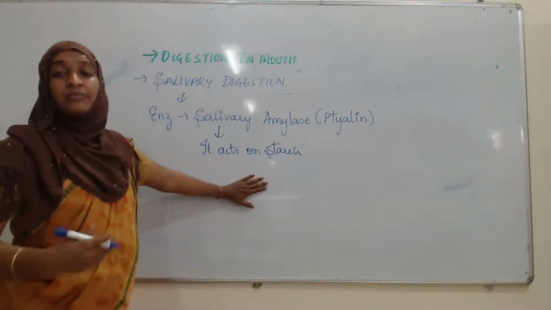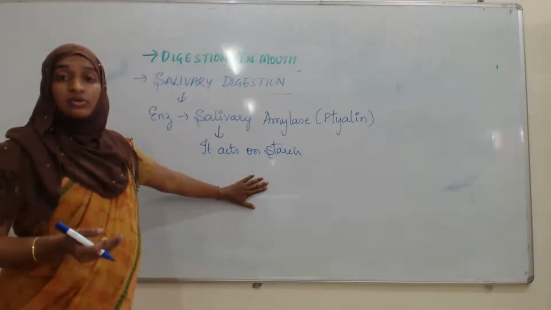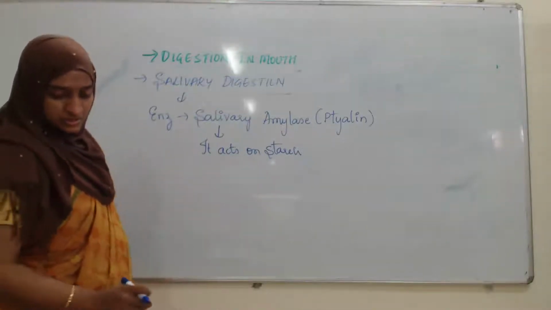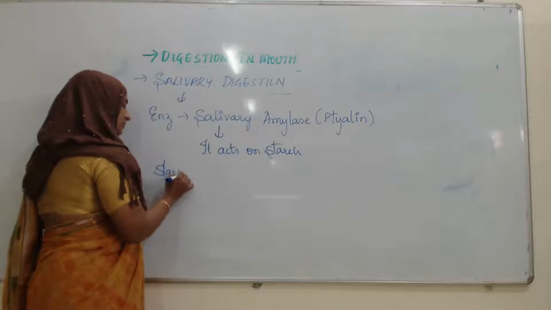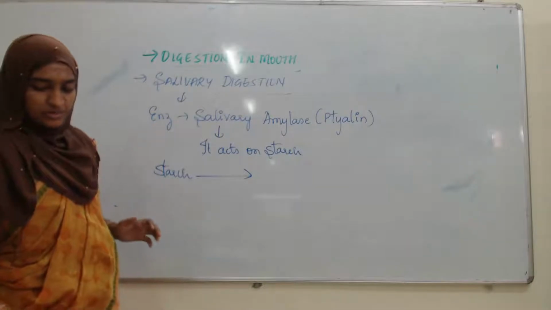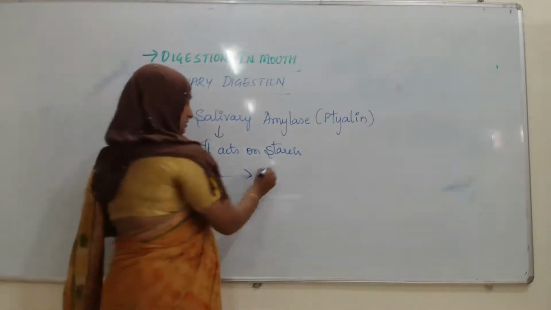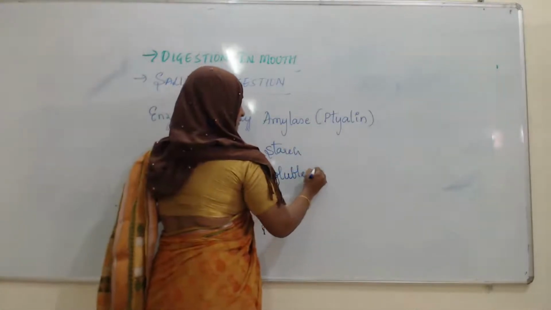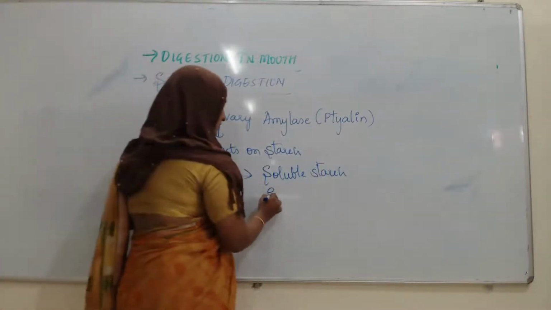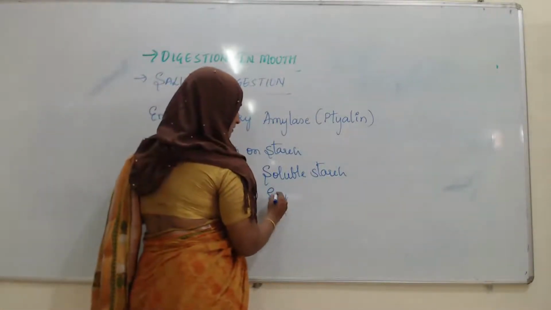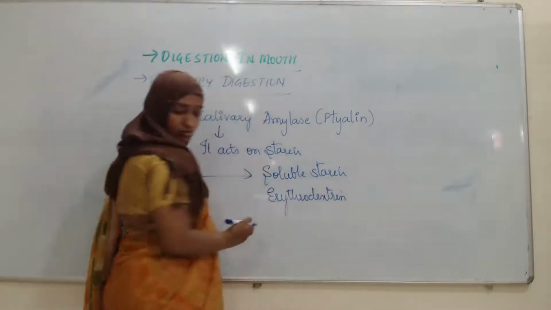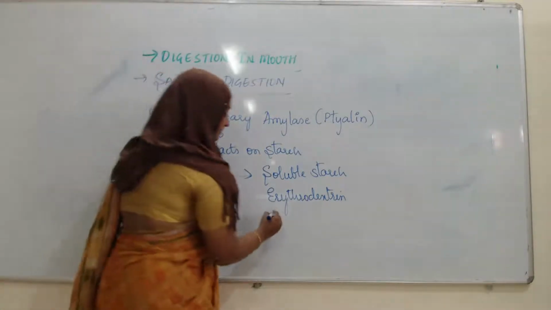This starch will break down not directly into glucose but into some complex carbohydrates. Starch will break down into these particular products: soluble starch, next erythrodextrin, and one more, achrodextrin.